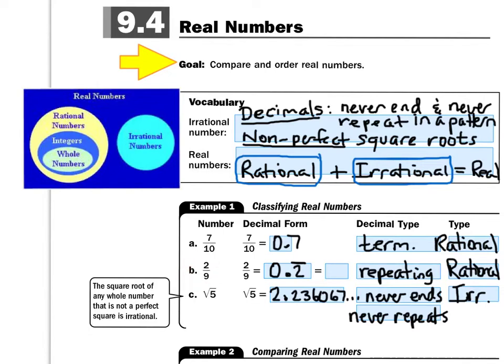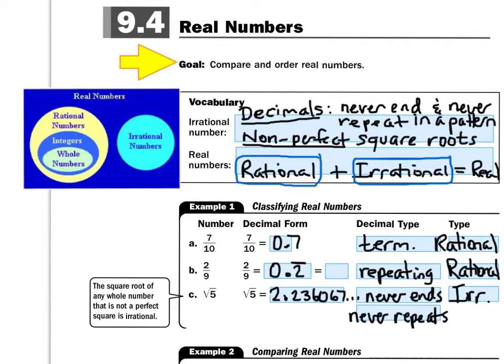Take a look at B, 2/9. Again, you should say, it's a fraction, it's rational, and you're right. As a decimal, it looks like 0.2 repeating. And so anytime we use a repeating bar, it's rational.